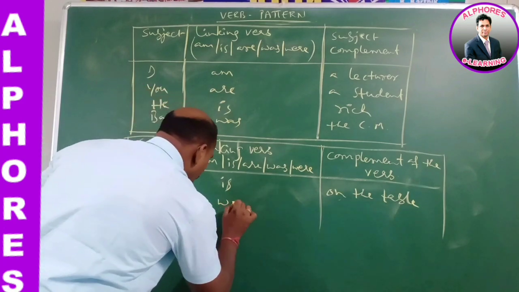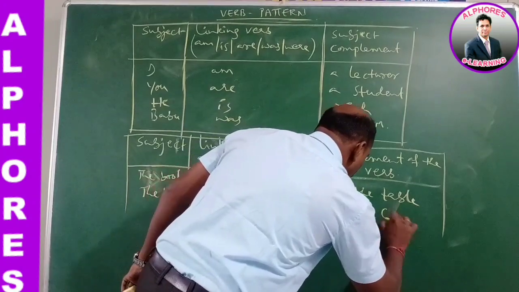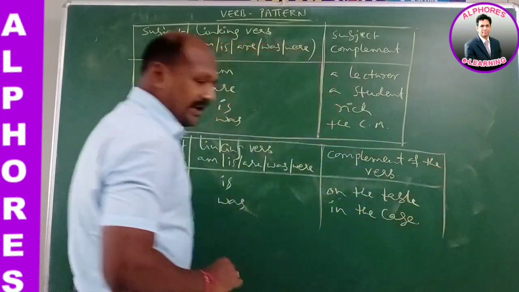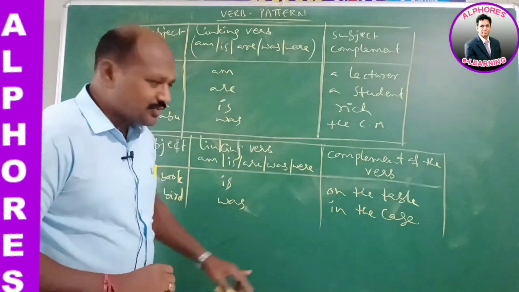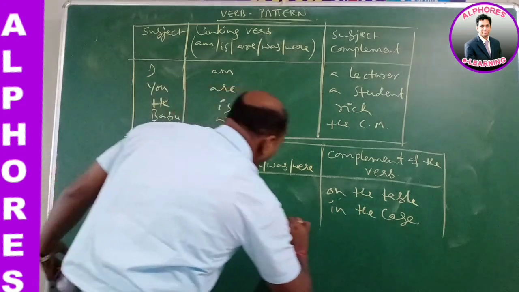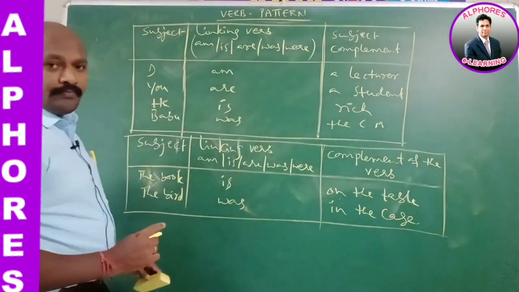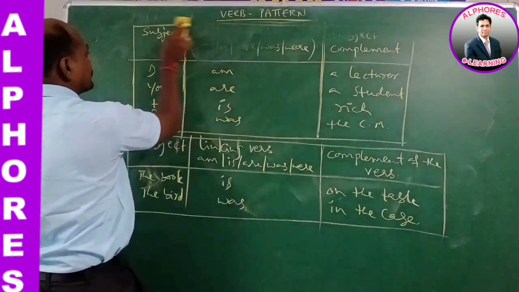The bird was in the cage. Where the bird was: it was in the cage previously. That's why it is called complement of the verb. In this way, this is called a complement of the verb. And next one is called an object complement. Let us discuss.